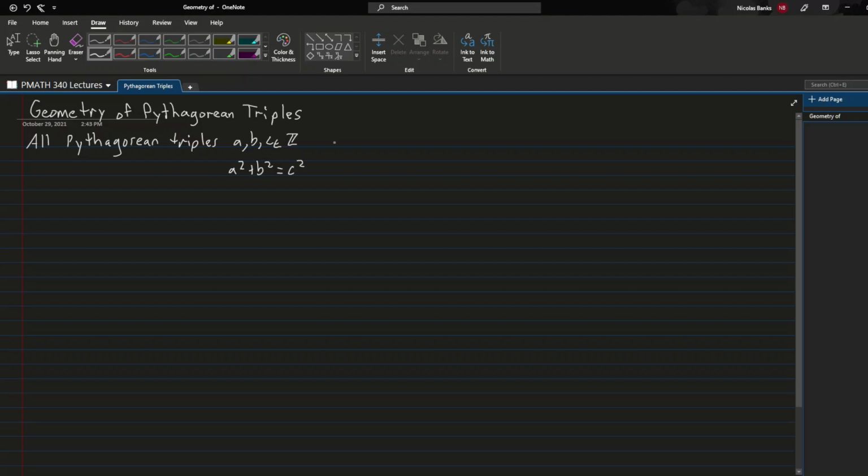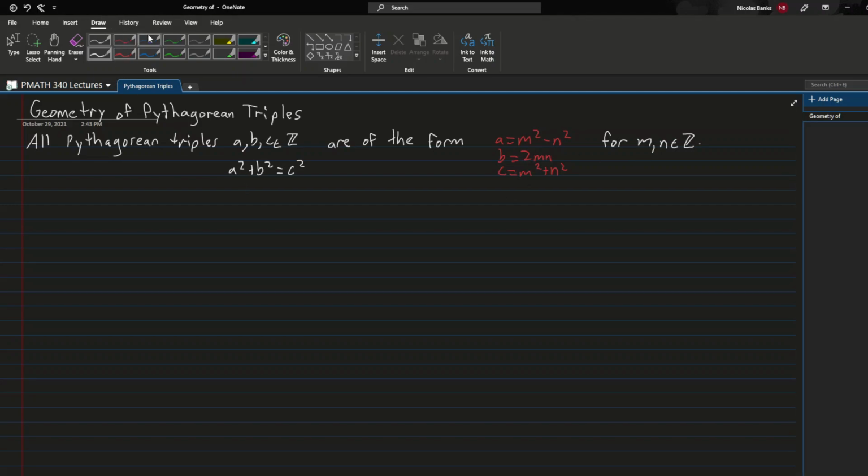But all Pythagorean triples are of the form, you derive this set of formulas for a, b, and c. You get a is m squared minus n squared, b is 2mn, and c is m squared plus n squared, for m and n any integers. Again, you can refine what you want from m and n if you want it to be a primitive triple, but it's not too important for us.